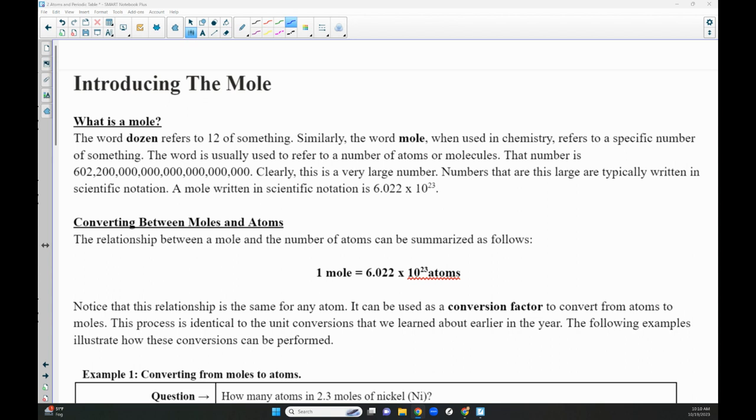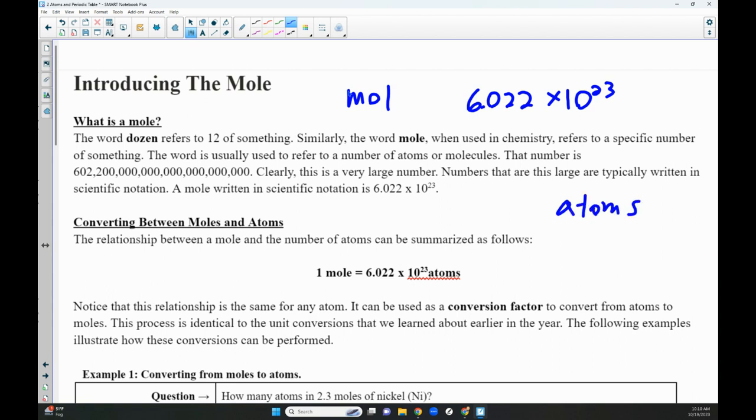So the word mole is just a word that refers to a particular amount of something. The word is kind of like a dozen, which always refers to 12 of something. You can have a dozen apples, you can have a dozen cars, or you could have a dozen atoms. Similarly, the word mole always refers to 6.022 times 10 to the 23 of something. And in chemistry, we're usually talking about atoms or molecules.